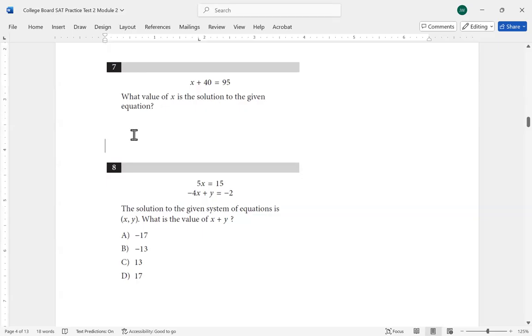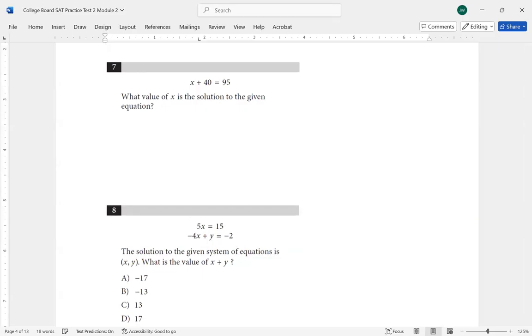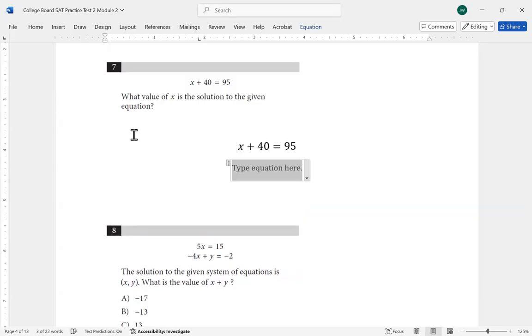Question 7 says, what value of x is the solution to the given equation? We have the equation x plus 40 is equal to 95. In order to solve this equation, we would subtract 40 from both sides. If I subtract 40 on the left side, I get x. If I subtract 40 on the right side, I get 55. So the final answer for question number 7 is 55. That's the value of x. That's the solution to the given equation.